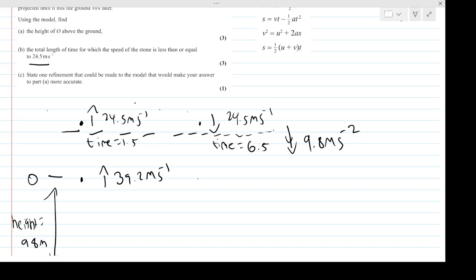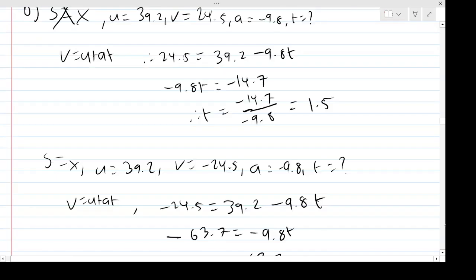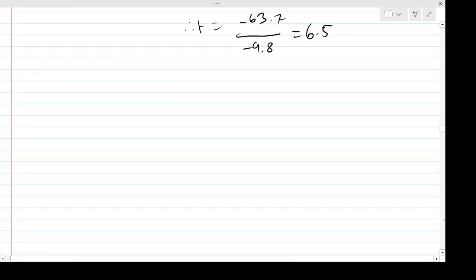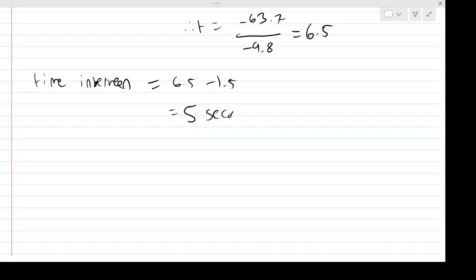Because we worked out the two end times, we can just take them away to get the time in between. So the time in between equals 6.5 take away 1.5. That's going to be 5 seconds. And there we are.